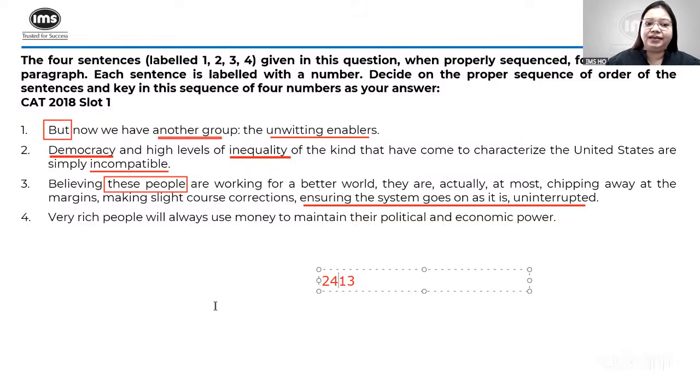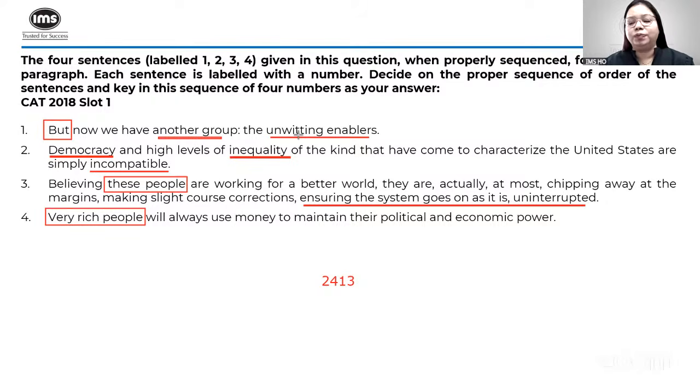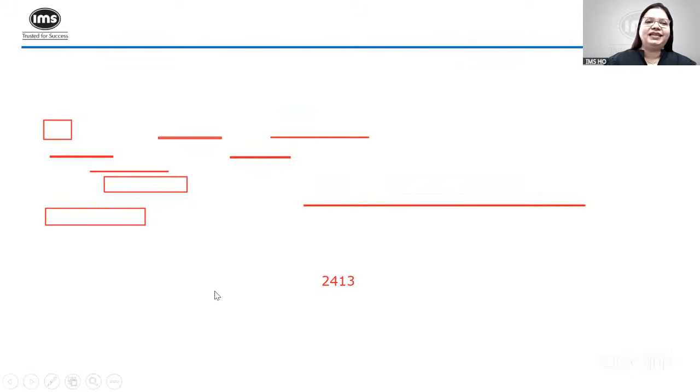That should come later, because there is already one group, okay? And that is another reason why the reference to very rich people should come before we mention the other group, correct? Very rich people do this, but there's yet another group now who are unwittingly continuing with this, right? So 2, 4, 1, 3, right? Good to see that quite a few of you got this right. But for the ones who did not get this right, I hope this is understood. Let's look at the next.